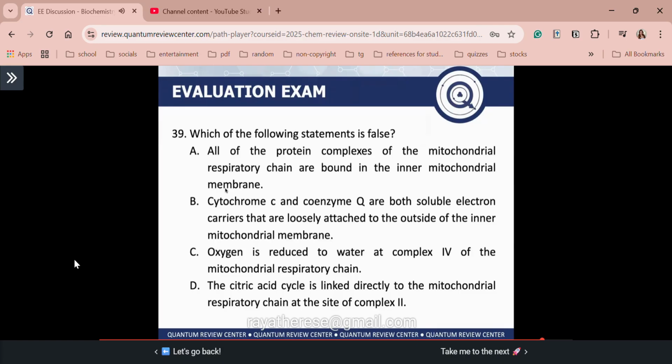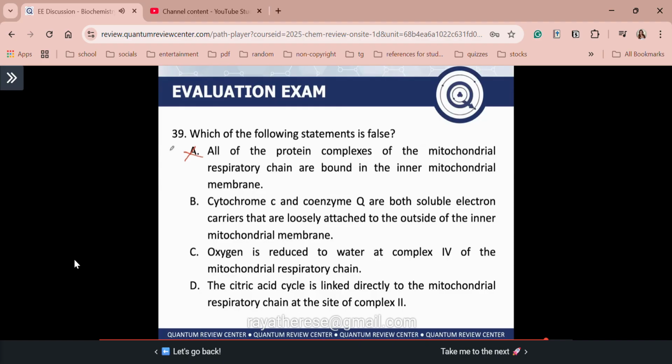Oh, let's check. Letter A, all of the protein complexes of the mitochondrial respiratory chain are bound in the inner mitochondrial membrane. So class, this is actually a true statement, di ba? Complex 1 to 4, they are all bound to your mitochondrial membrane. Sir, si mobile electron carrier, hindi ba sila complexes? No class, they are just small molecules acting as electron carriers. So A is a true statement, meaning this is an incorrect answer.